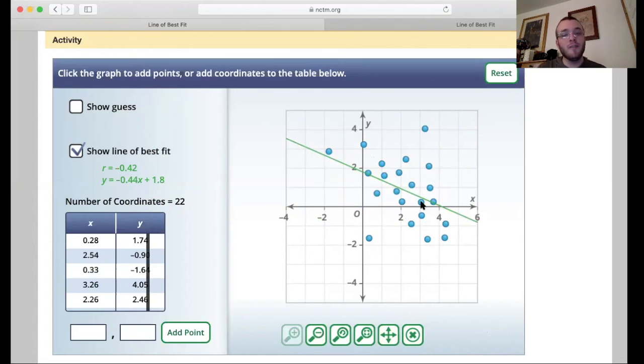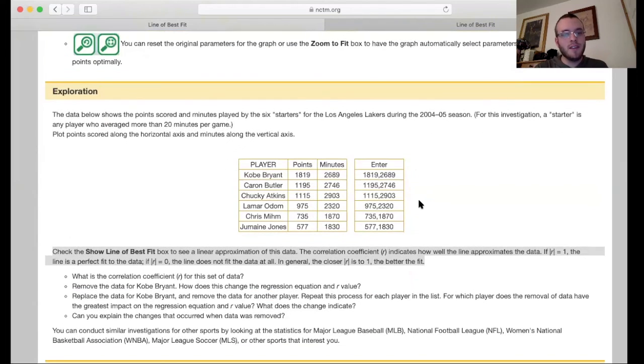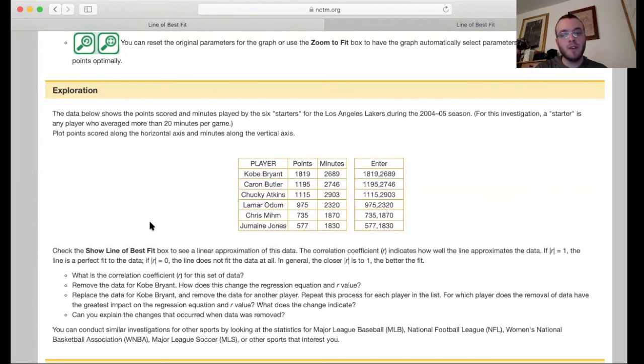I hope this was helpful. Play around with this applet some more. There is this exploration activity down below here with basketball players. Feel free, play around with that. Very similar to what we just went through. And yeah, I'll see you guys next time.